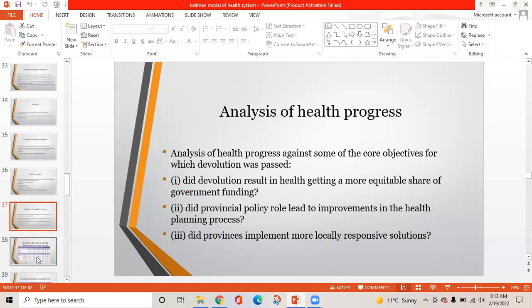Now, analysis of health progress. Analysis of health progress against some of the core objectives for which devolution was passed. First is, did devolution result in health getting a more equitable share of the government funding? Did the provincial policy role lead to improvement in the health planning process? And third is, did provinces implement more locally responsive solutions?